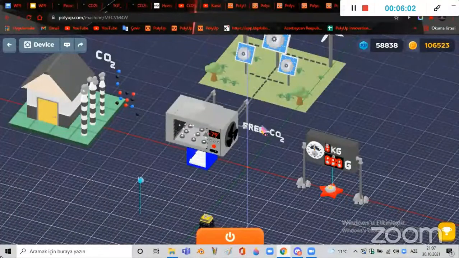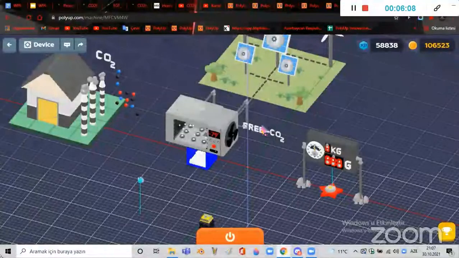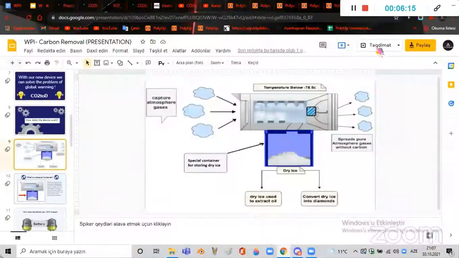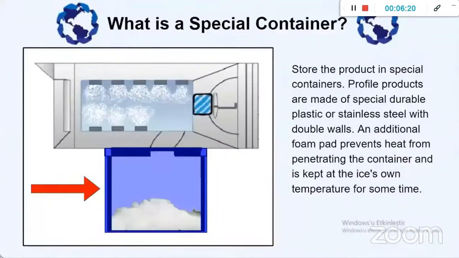Indicators: carbon retention. Indicators: the use of solar panels and wind energy for the large device. How do special containers store the product? The containers are made of special durable plastic or stainless steel with durable walls. An additional foam pad prevents heat from penetrating the container, and the dry ice is kept at its low temperature for some time.